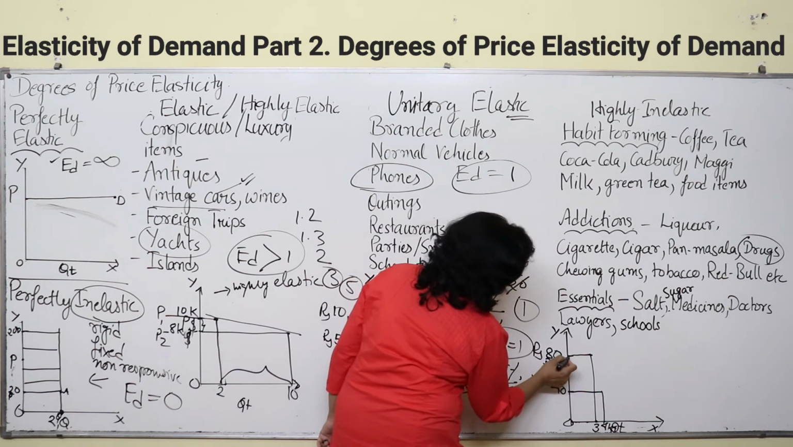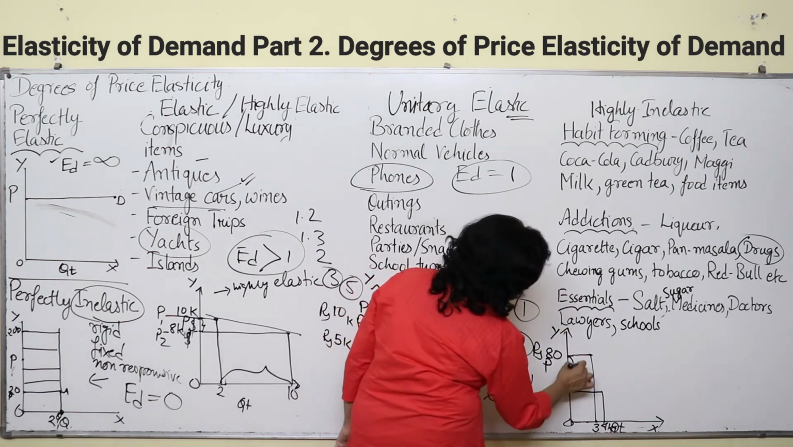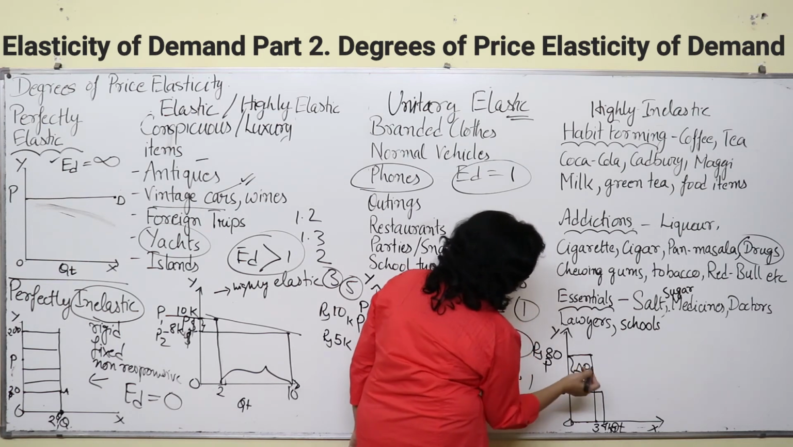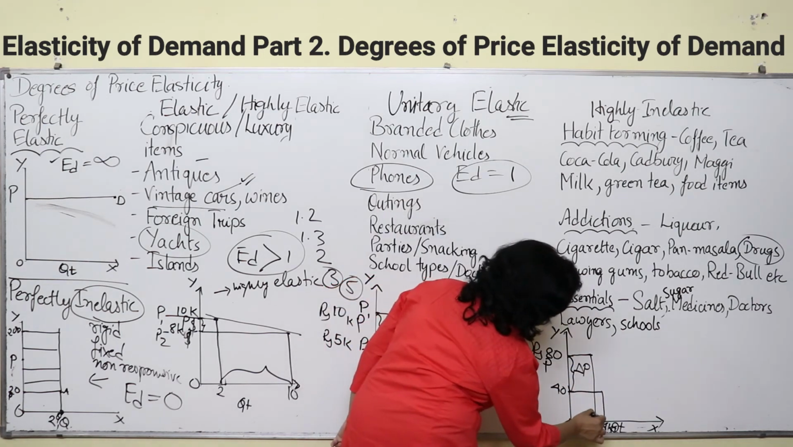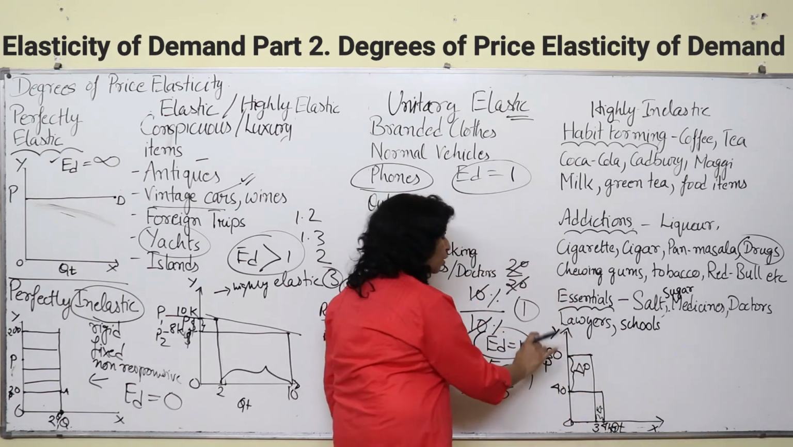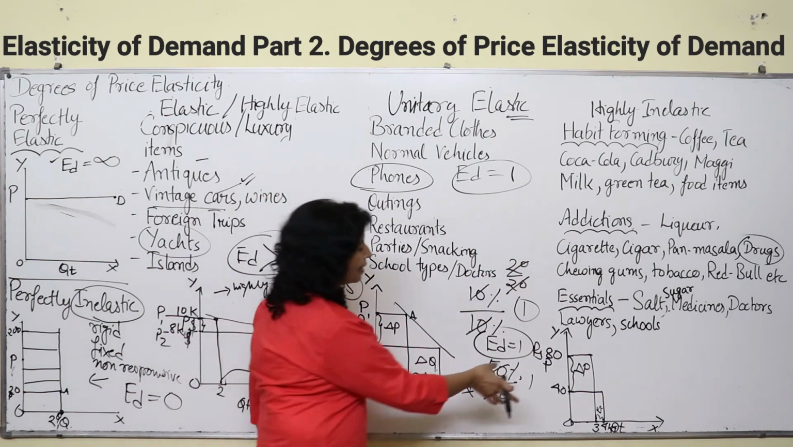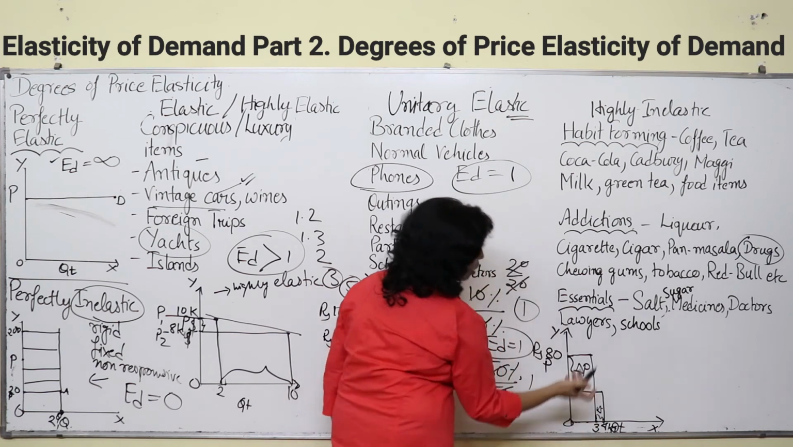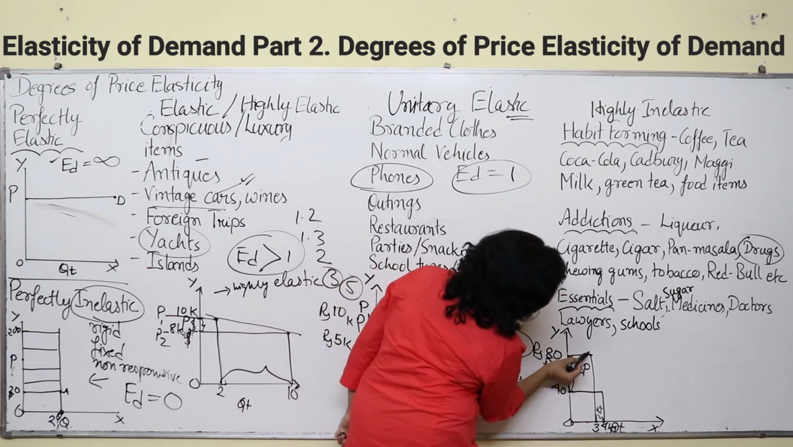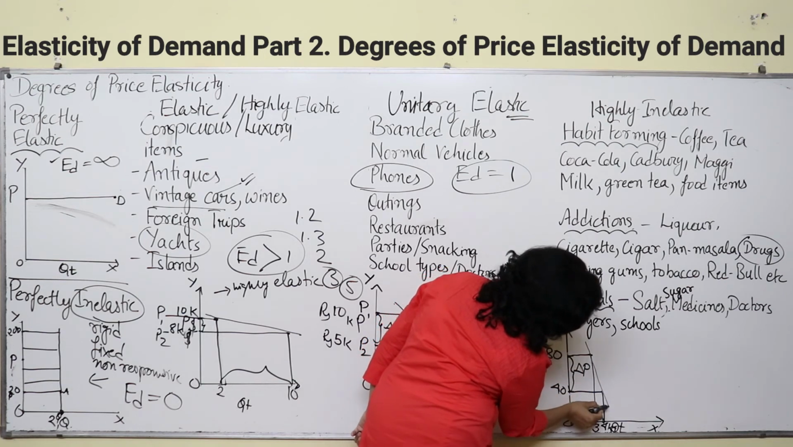And the percentage change in price is quite significant here. Delta P is larger than delta Q, the change in quantity demanded. So the percentage change in quantity demanded is lesser than the percentage change in price. This is larger, this is smaller. So what is happening over here? Your graph will be the steeper one. It is the inelastic one.